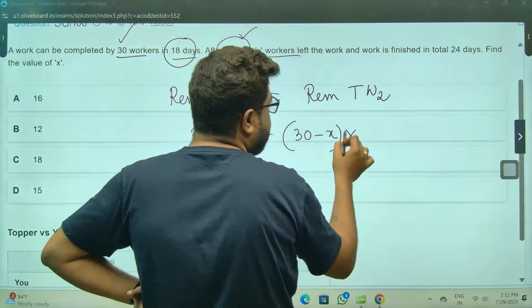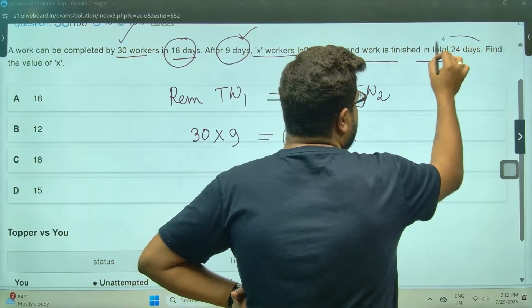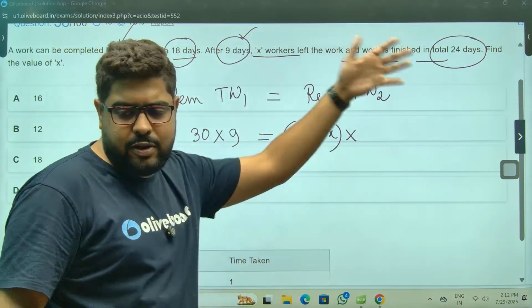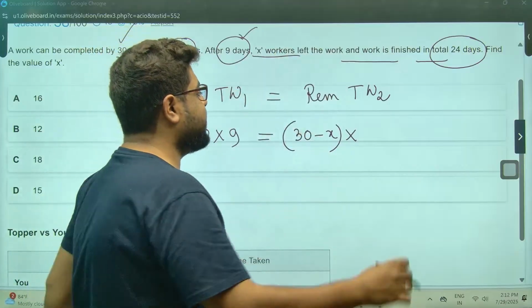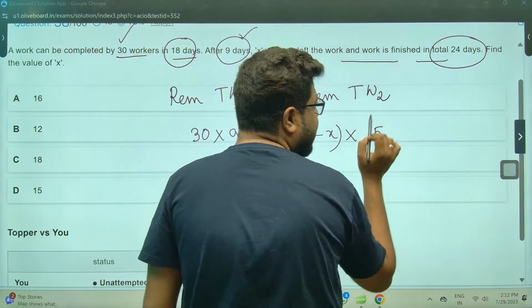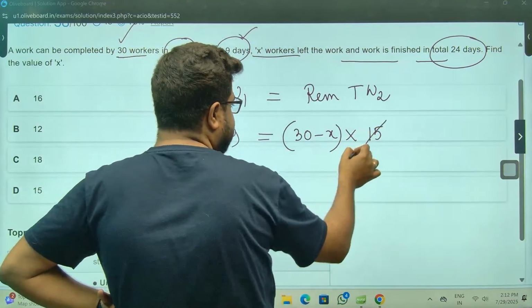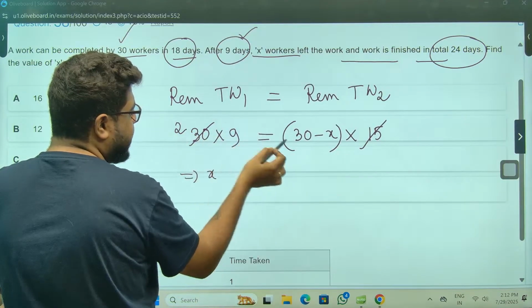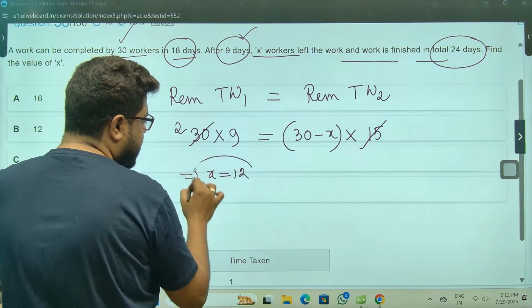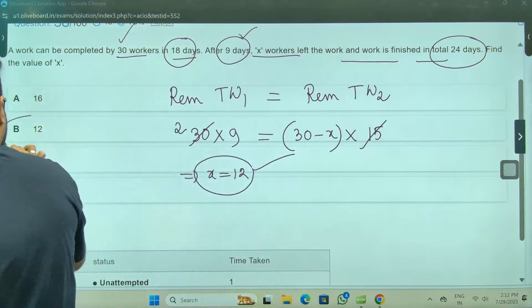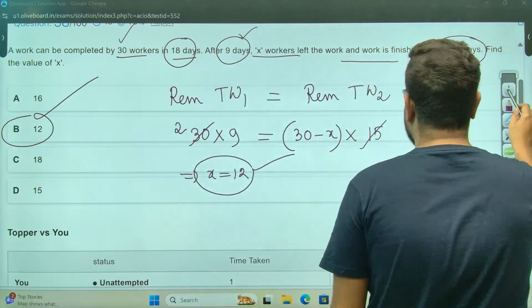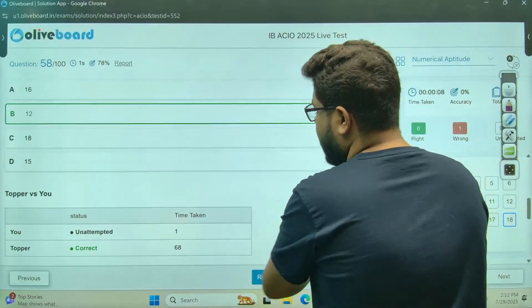Now the whole work is finished in a total of 24 days. So out of 24, 9 days of work have already been done. So how many days remaining, sir? 15 days remaining. So that means they asked the value of X. So X will be 9 into 18 by 15, so this is 12, sir. Done, sir. X is 12. The value of X is 12. B, 12 is the correct answer, sir. Option number B.